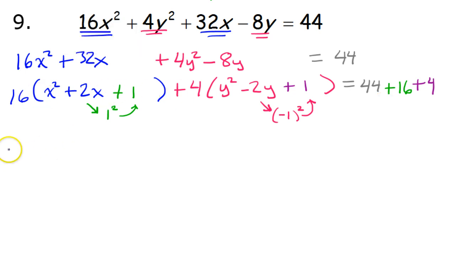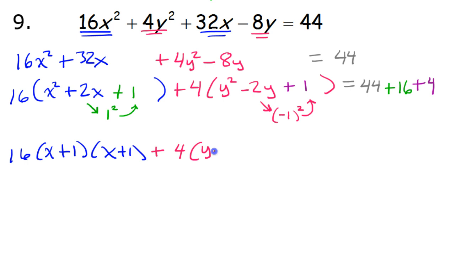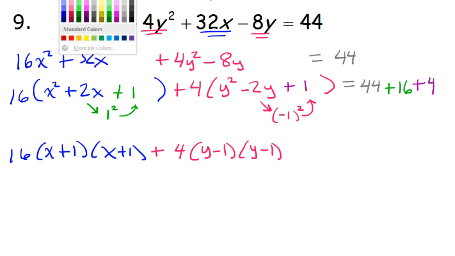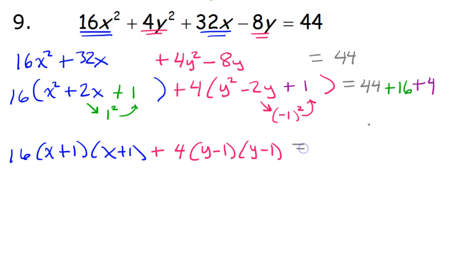So I'm going to factor now. So this will factor as 16 times x plus 1 times x plus 1. The red part of the equation will be 4 times y minus 1 times y minus 1. That's how this trinomial factors down. Okay, add all these together, you get 64.